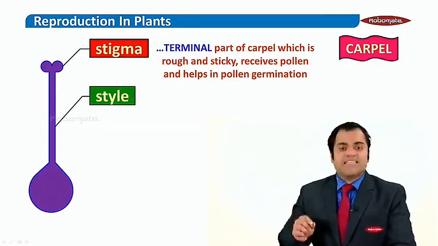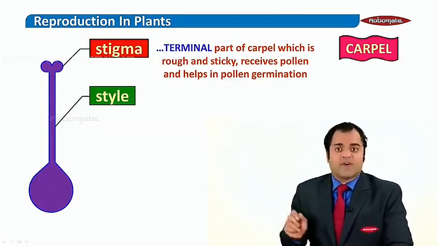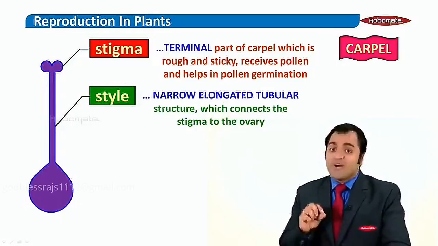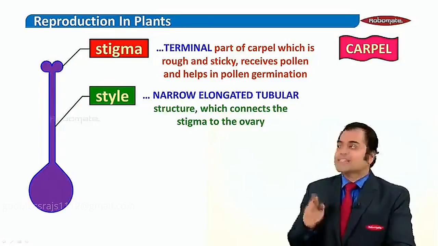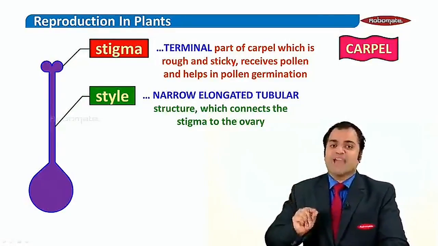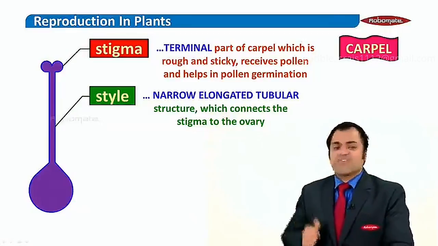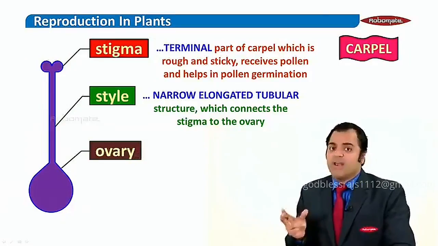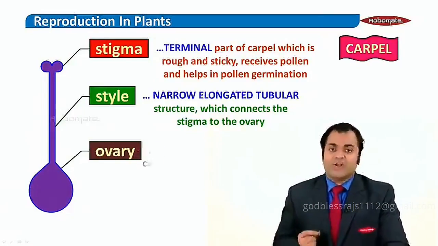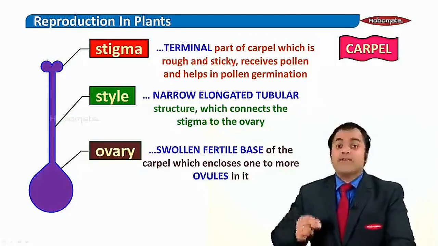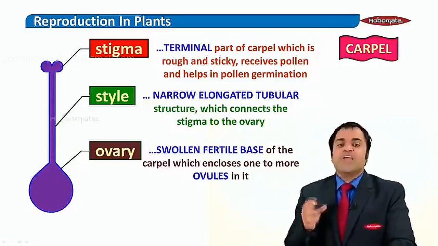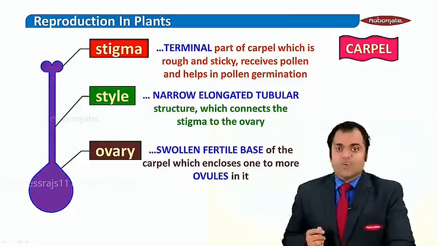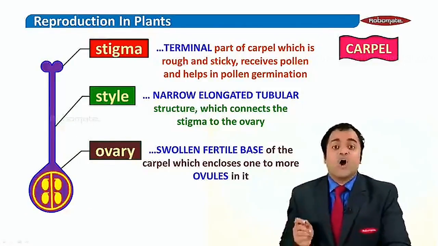Now style basically connects the stigma with the base of the carpel, right? And the style is a tubular structure. It is narrow, it is elongated, and it connects the stigma to the base, which is also called the ovary. So this next structure is the ovary. The ovary is the base of the carpel. It is swollen and it is fertile. So I can also say that the ovary is the swollen, fertile base of the carpel which will enclose either one or many ovules in it. So what you see here in the ovary is the ovule.